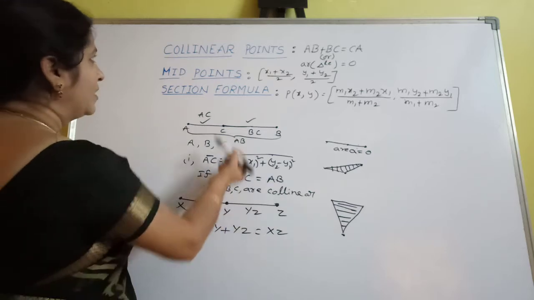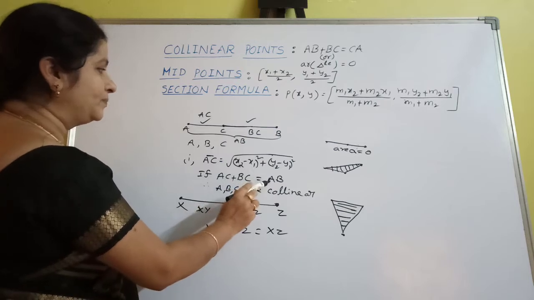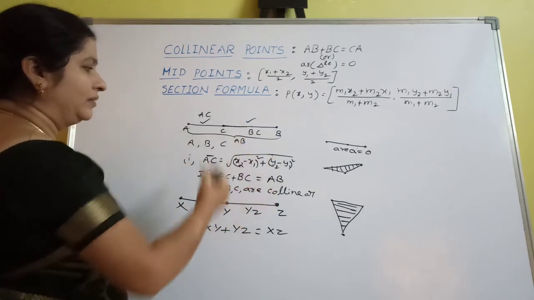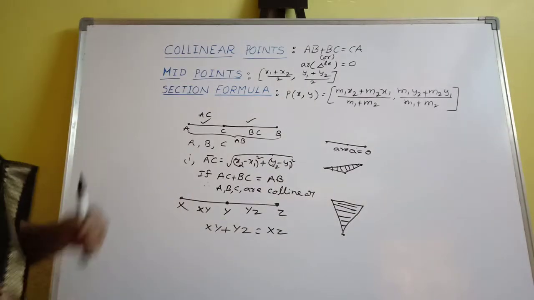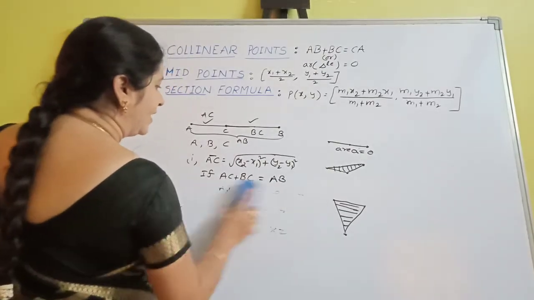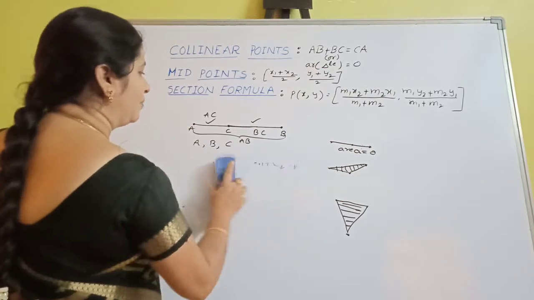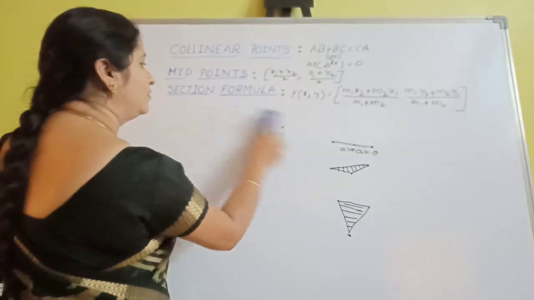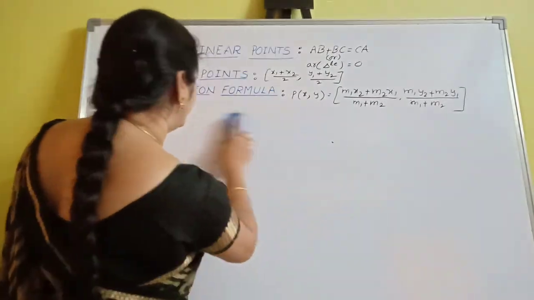Okay, let us see. So what are collinear points? If AC plus BC equal to AB, then the 3 points are called collinear points. So what is the second condition for collinearity? Area of the triangle must be equal to 0. If 3 points are collinear, then the area of the triangle equal to 0.